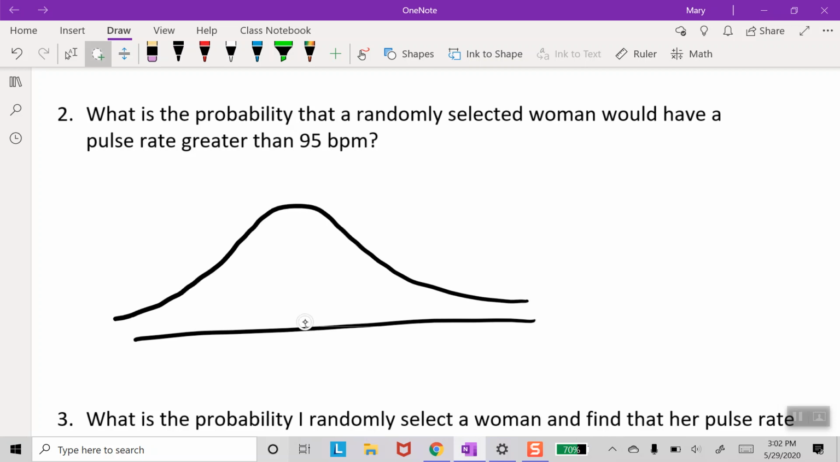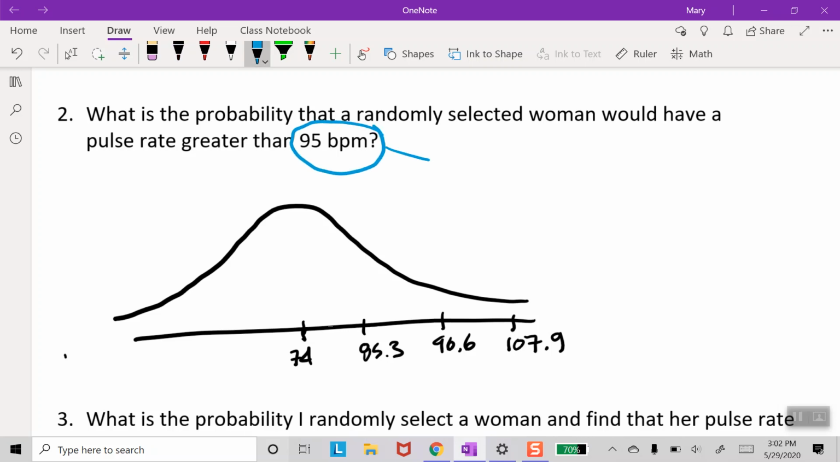Let's label it. 74. Well, let's see, 85.3, 96.6, and 107.9. And only labeling the right because I have a value here. If I look in here, this here is the value they're curious about. That's going to be my X.